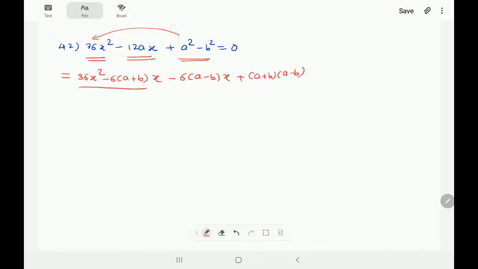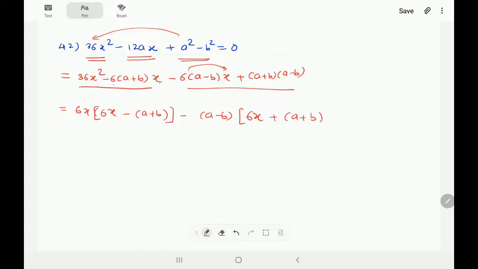So I'll take things common from these two and these two. I get 6x common. 6 is gone, x is gone. So I am left with 6x minus a plus b. Minus 6 common. A minus b common this time. I am left with, 6 is not common, sorry. Only a minus b is common. Okay, so I get 6x, a minus b is gone, plus a plus b. So will it be plus or minus? Minus, because I have taken minus common, right?